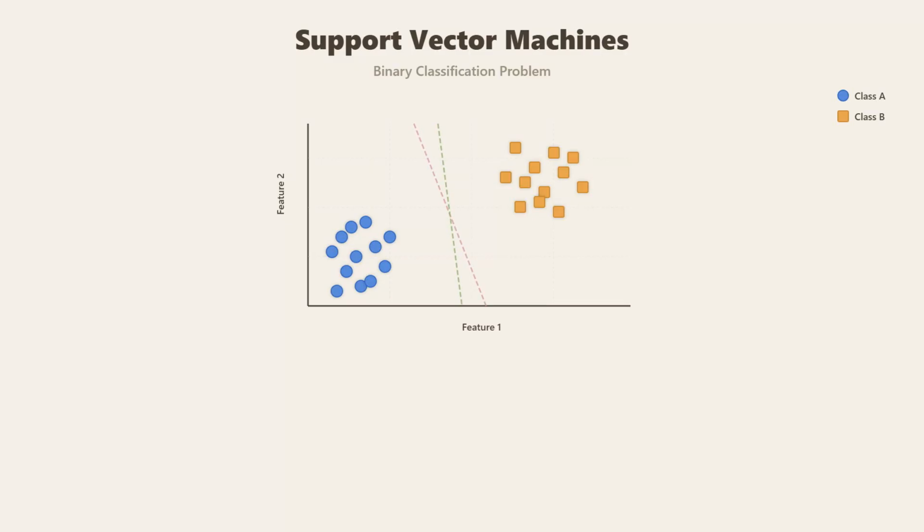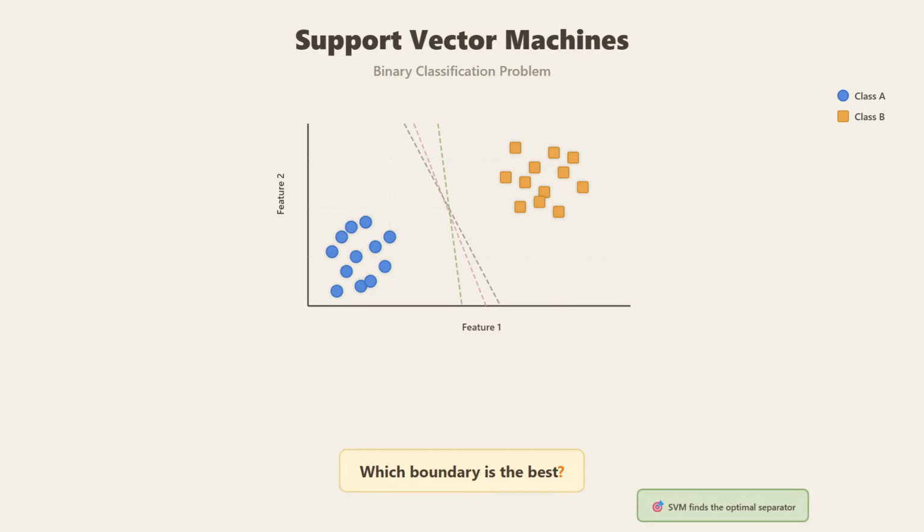Imagine you have a dataset with two distinct classes of data points. On our visualization, you can see blue circles representing one class and orange squares representing another. These points are scattered across a two-dimensional feature space, with each axis representing a different feature of our data. Now here's the key question. If we want to draw a line that separates these two classes, how do we choose the best one?